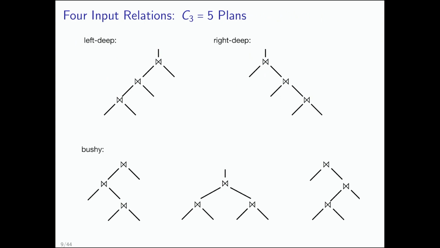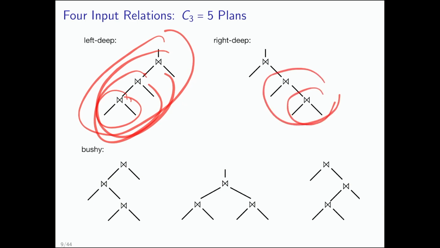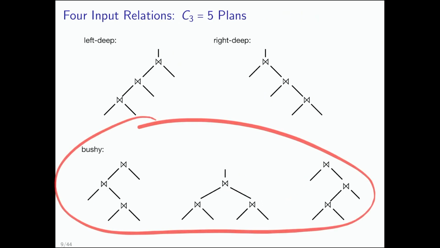For four input relations, it's something like that. You have 5 plans. This is again a left deep plan: you start with 2, add another one. Right deep, the same thing, add another one to the left. That's the right deep plan. And then there are these plans that are more in the middle. They're not so clearly left deep, not so clearly right deep. Those are called bushy plans. All of these are called bushy plans. 5 options already.